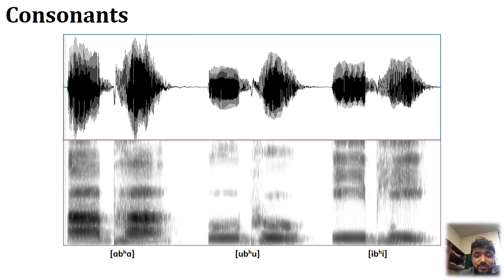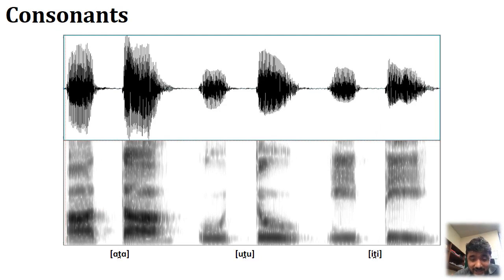You see abha, ubhu, ibhi. Now observe this high energy voicing. You see the closure, you see the burst here, and here, and here as well. Basically just trace it down and you find the burst. After the burst, for this amount of time, you don't see very clear formants. So there is no clean onset of formants right after the closure ends. Therefore there must be aspiration. So it's abha, ubhu, ibhi as opposed to abba, ubu, ibi.